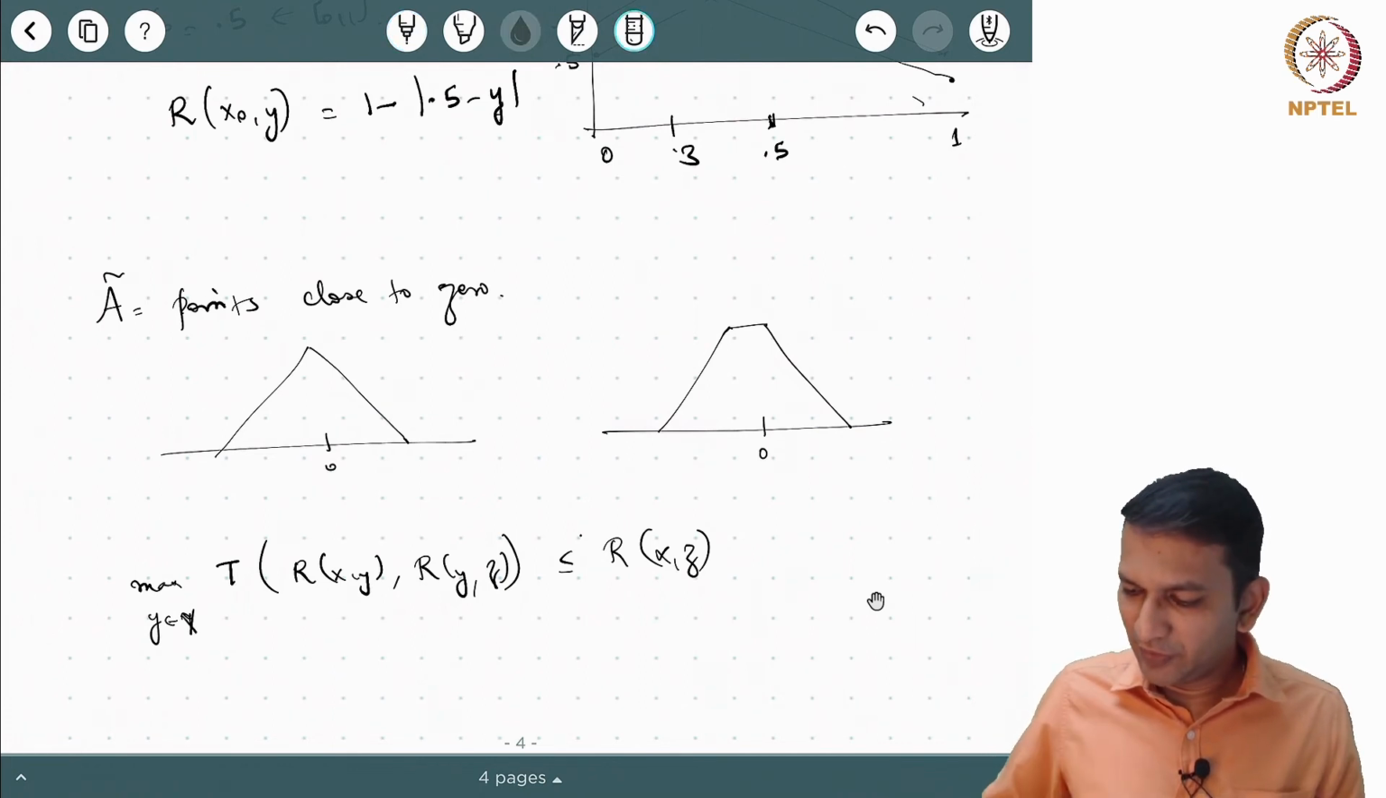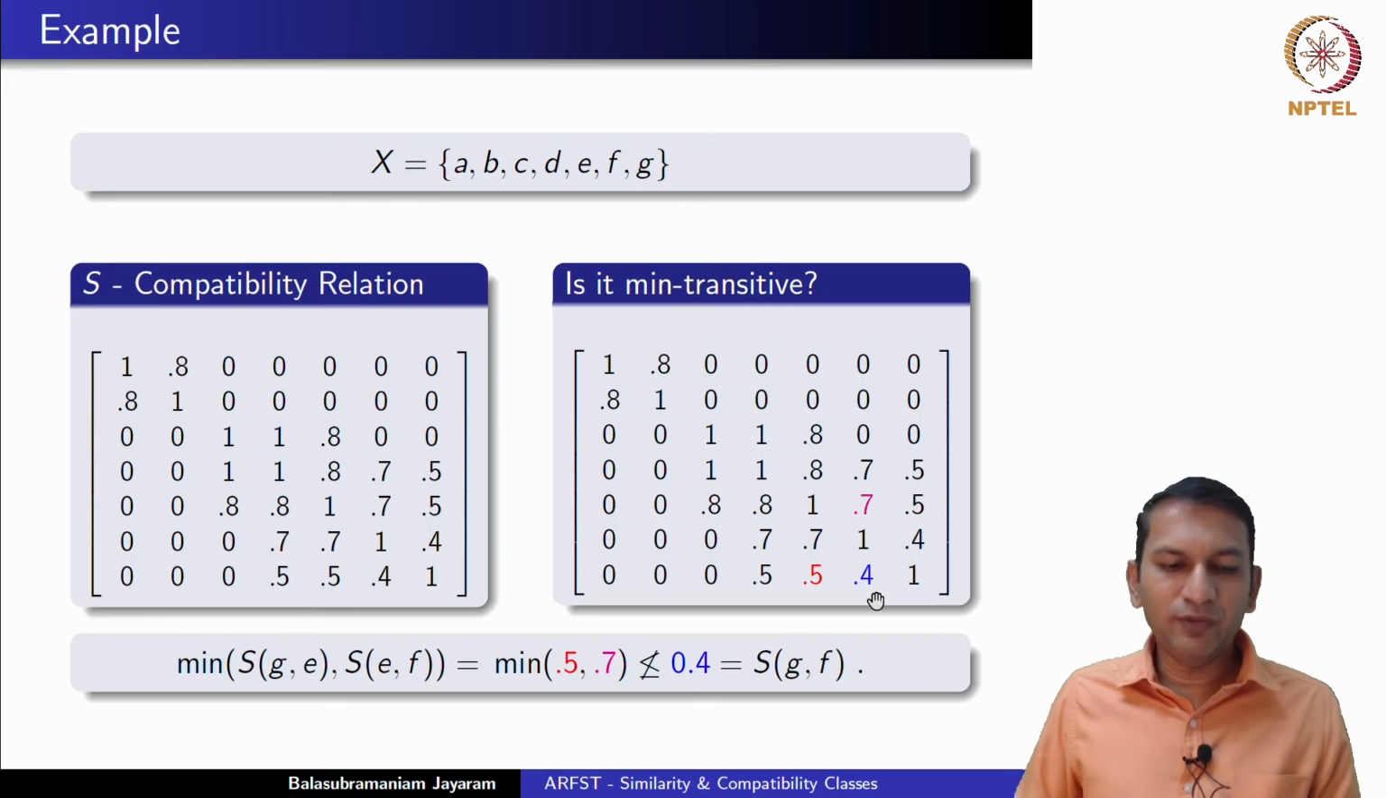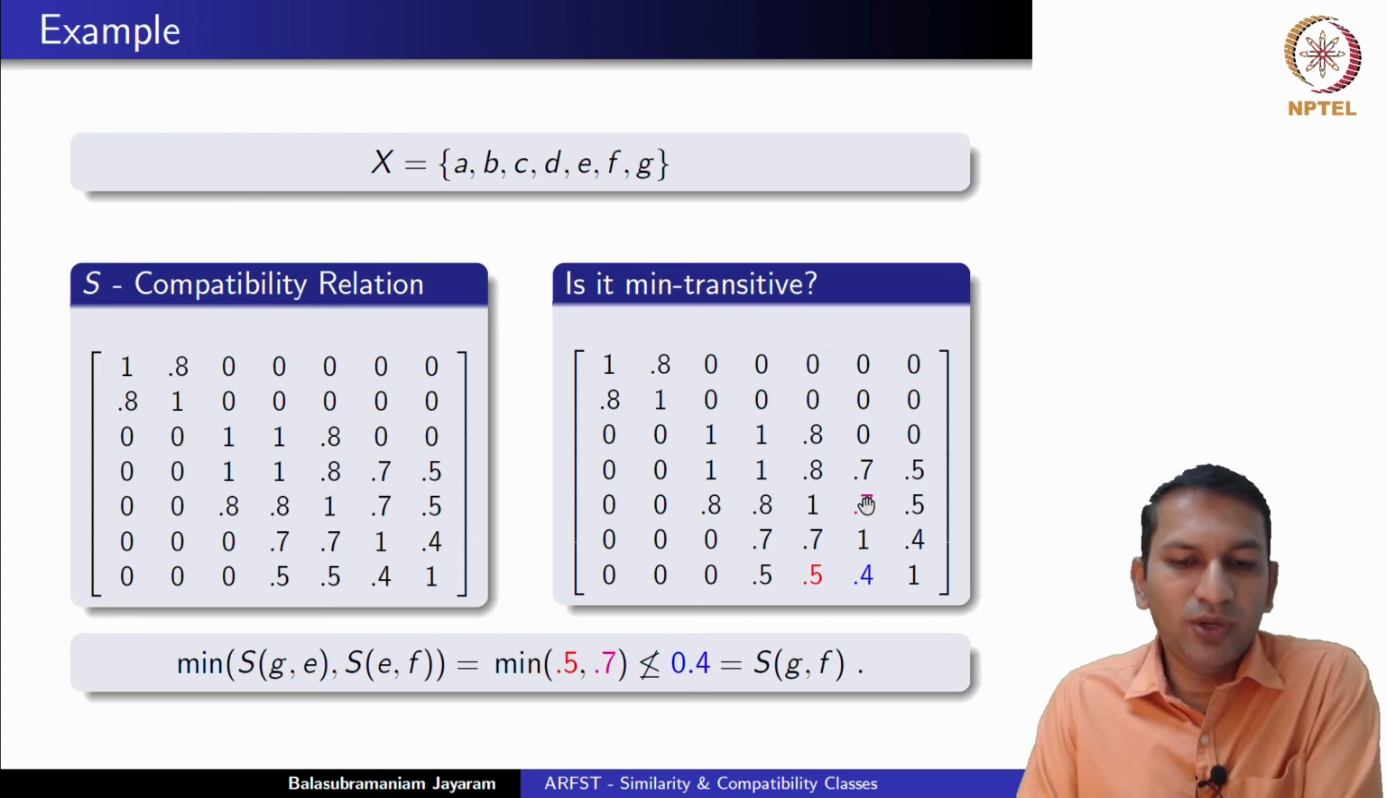In this case, we are looking at min transitivity, which means this T is min. And what we have shown is there exists at least one triple for which this inequality does not hold, which means this is not min transitive.